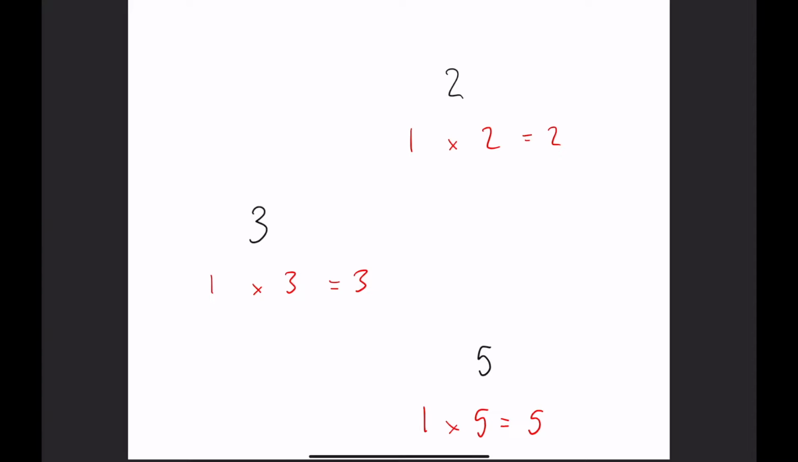So 2 can only be made by making 1 times 2. That makes 2. 3, 1 times 3, that is the only way that you can make 3. And the same with 5, 1 times 5.